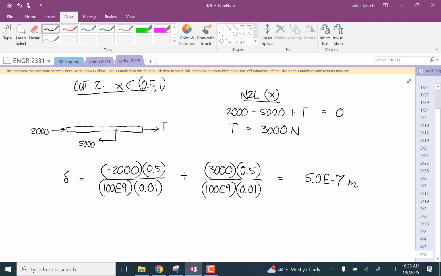What does the sign tell us? Positive means elongation and negative means contraction. And that sign convention comes from the fact that a positive value of T is tension and a negative value is compression. Any questions about that?